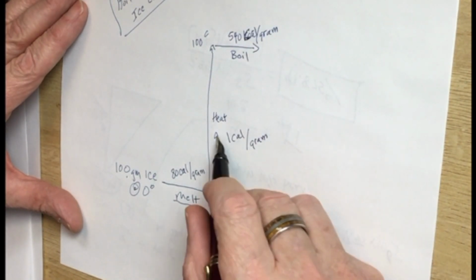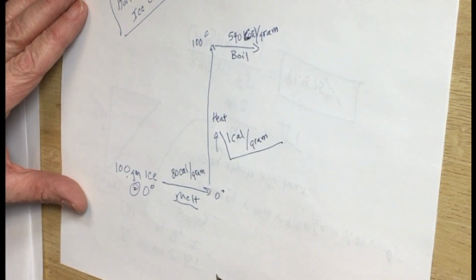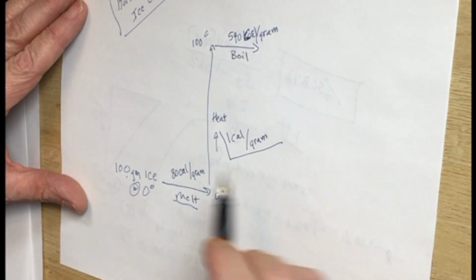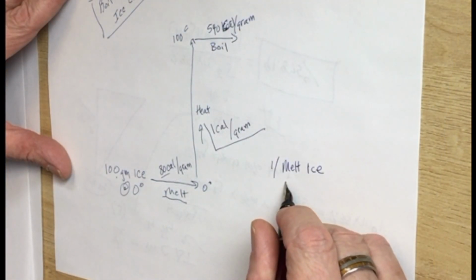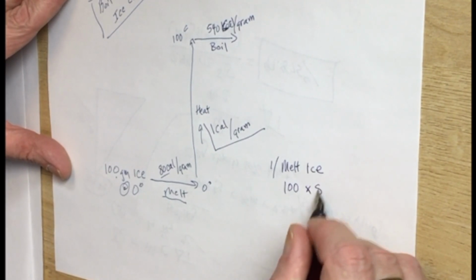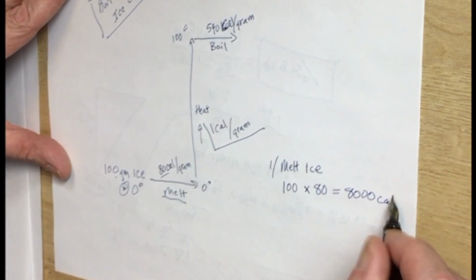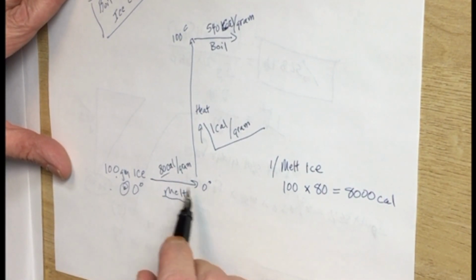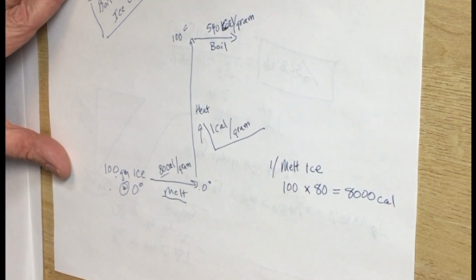Now we know already to heat liquid water, it's 1 calorie per gram. But how much heat does it take to melt a gram of ice to a gram of water? As it turns out, it's 80 calories per gram. We have 100 times 80 equals 8,000 calories. Okay, so now we've converted 100 grams of ice to 100 grams of water. They're all still at 0 degrees Celsius.